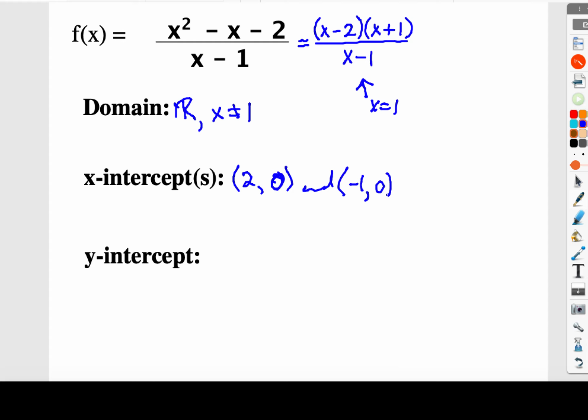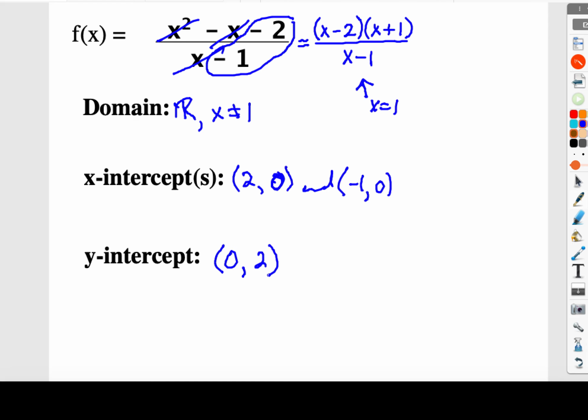And then finally, for the y-intercept, ignore any term that has an x in it, and I'm just going to be looking at the constant part of my function here. -2 over -1 makes for a +2 when it comes to a y-intercept.